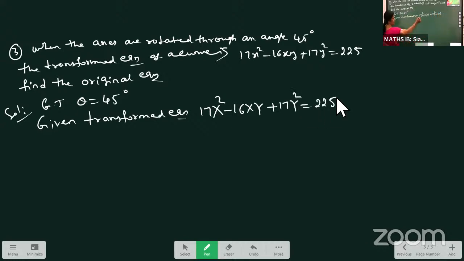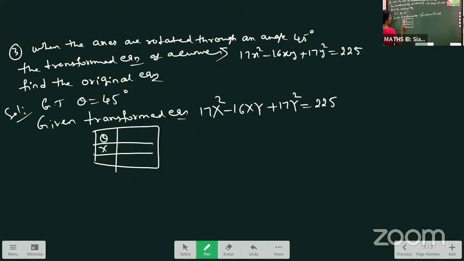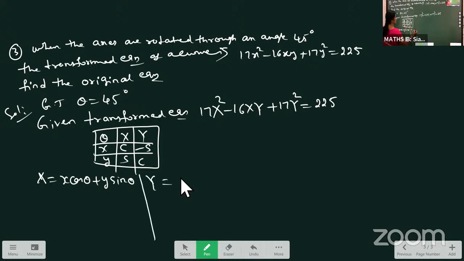We have to convert capital X and Y into small x and y by using our table. Theta, small x, small y, capital X, capital Y, cos, minus sin and sin. So capital X is equal to small x cos theta plus small y sin theta. Similarly, capital Y is equal to minus small x sin theta plus small y cos theta.